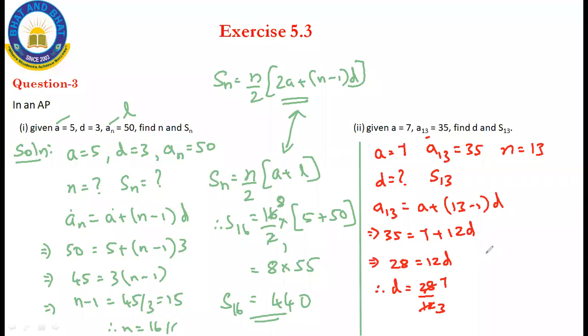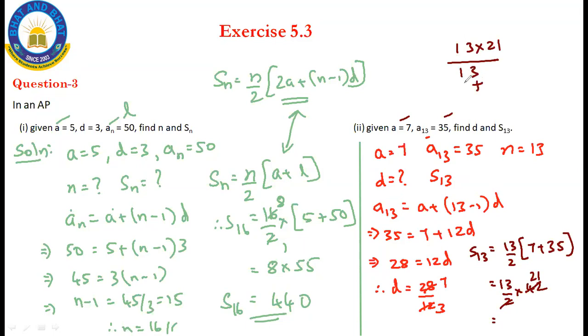Once I have found out d, I can utilize the formula for S13. What is S13 equal to? S13 is equal to 13 divided by 2 into a plus l, that is 7 plus 35. 13 by 2 into 42. 2 21s are 42. How much is 13 into 21? 13 into 21, 273.